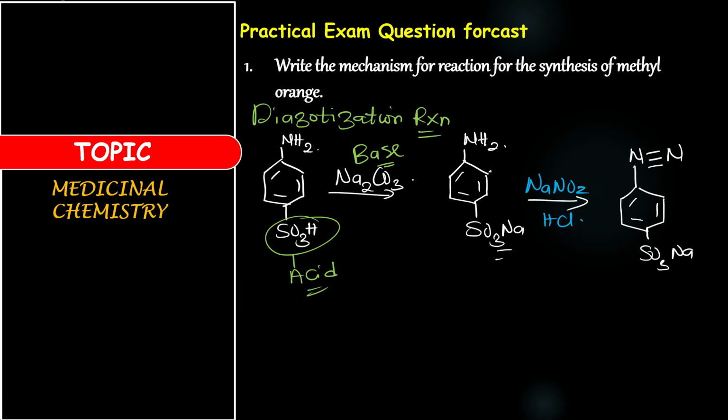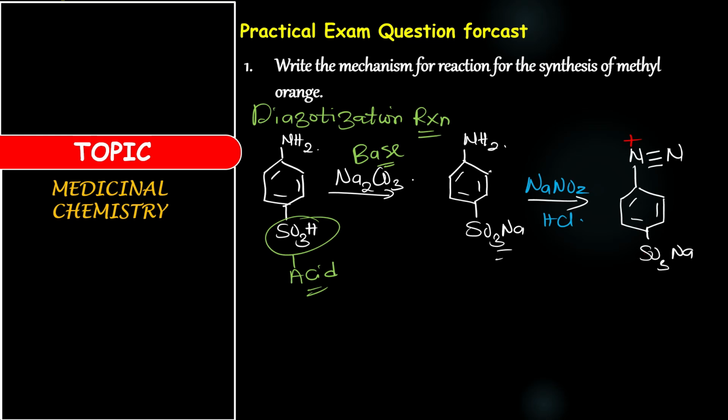SO3Na. Here will be positively charged. Of course, the chlorine will still be here, which will later be given off. Alright? So this is going to give us something like this. Now, this one now, which we call 4-azo. Are you getting it? Or you can say 4-diazo or 4-azo. This is an azo group.